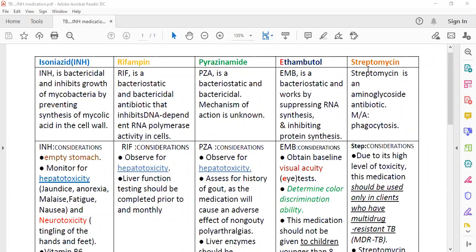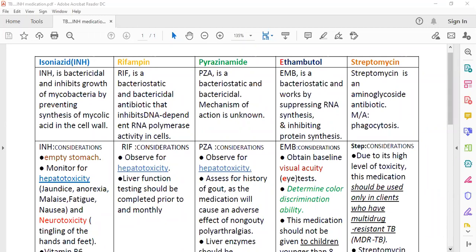The last one is the antibiotic we use if the other anti-TB medications do not work well, or in multi-drug resistant cases: streptomycin. Streptomycin is an aminoglycoside antibiotic, right? And here, they have the property of phagocytosis. They kill the bacteria by the phagocytosis process.